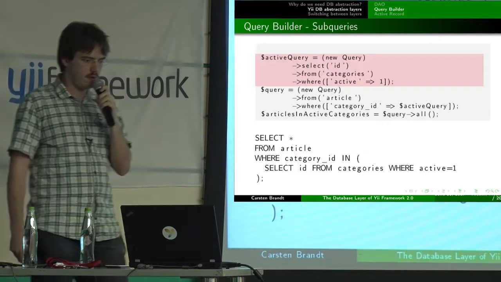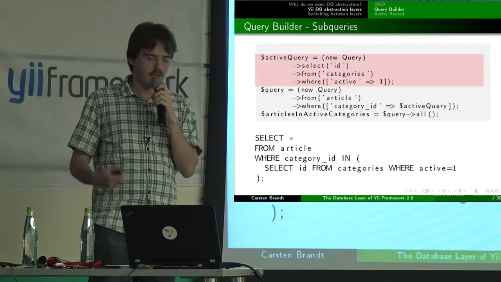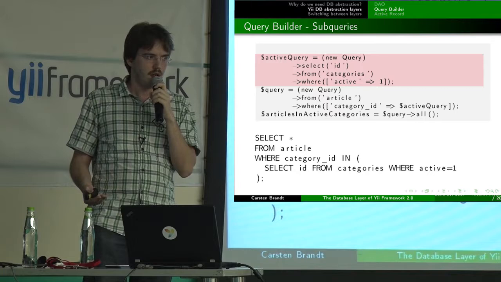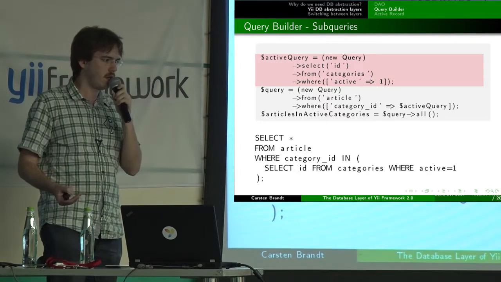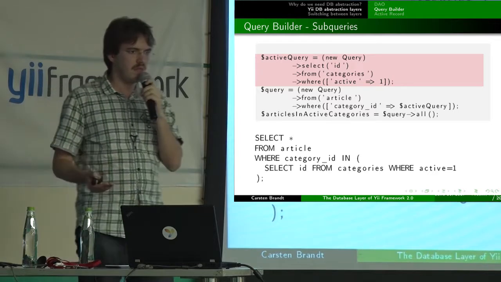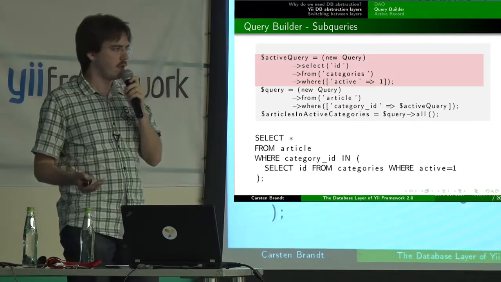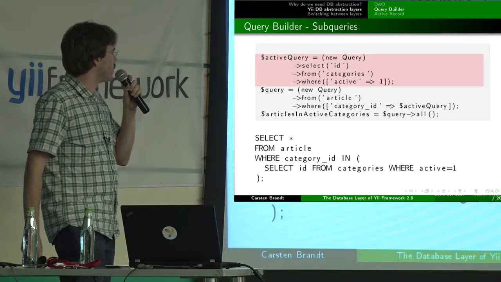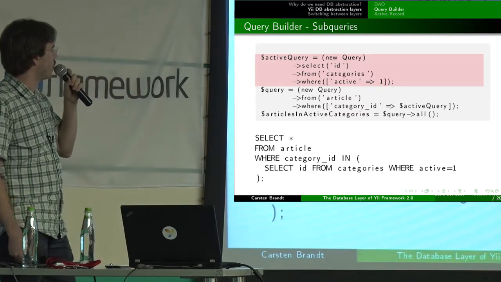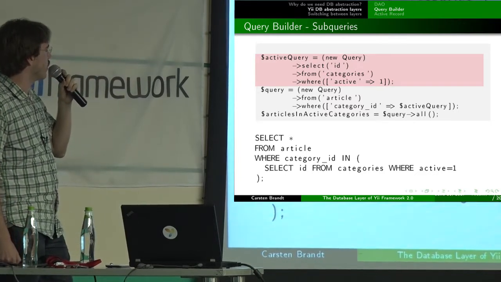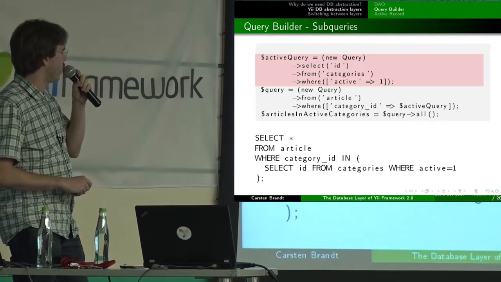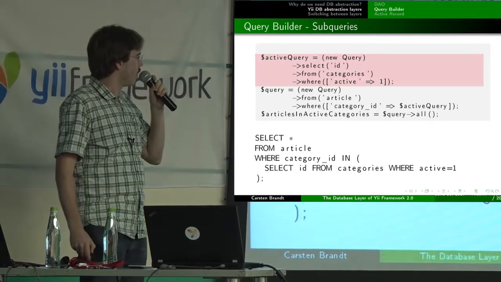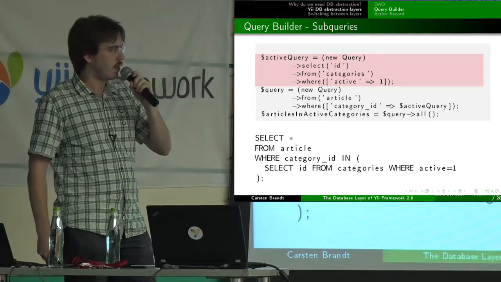If we want to express more complex SQL, we can do that. So Yii is not limited to very simple SQL. We can basically express nearly every SQL query you can create, also with this syntax. So we can nest queries. In the first query, we select the IDs from active categories we have in our database, and then we use this query as a subquery.